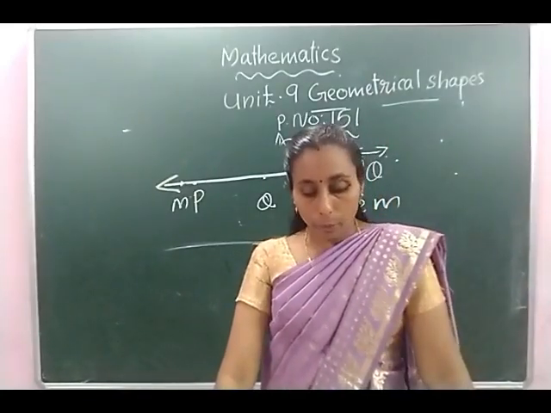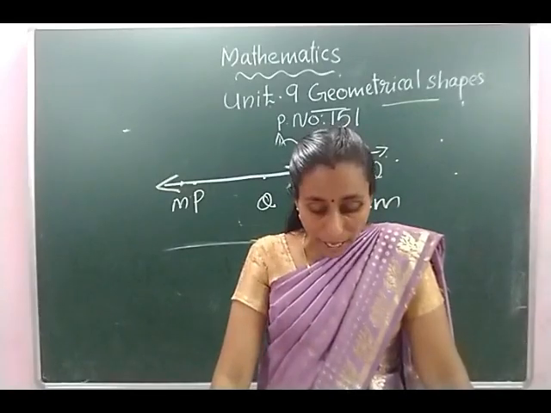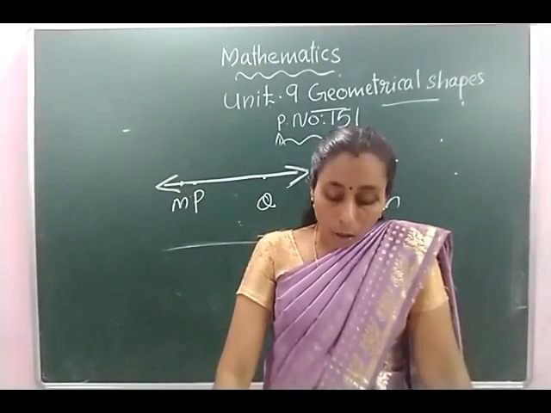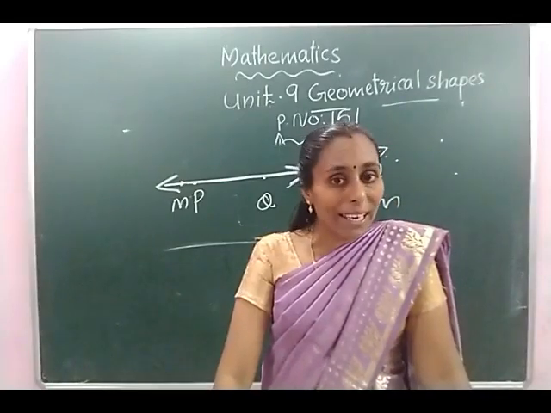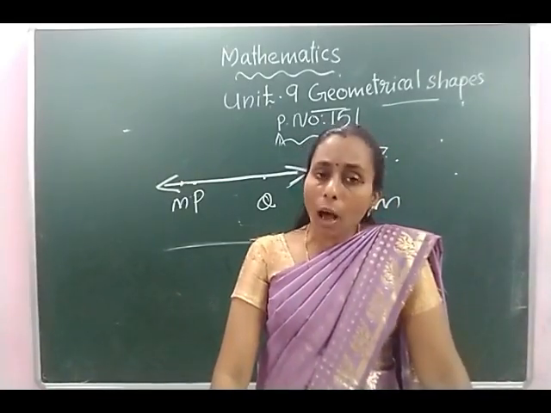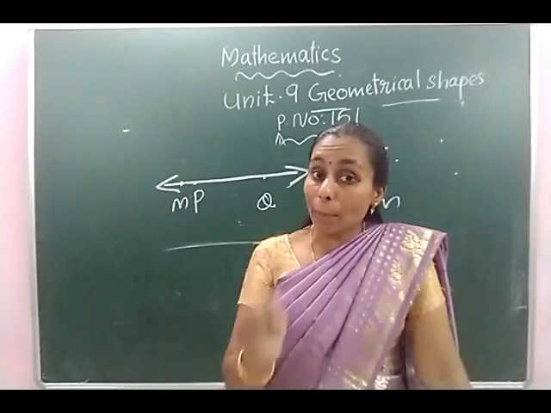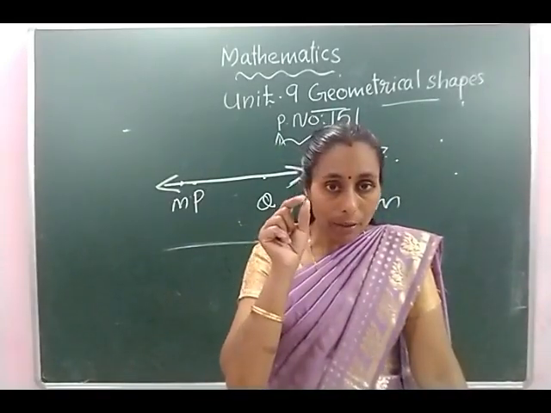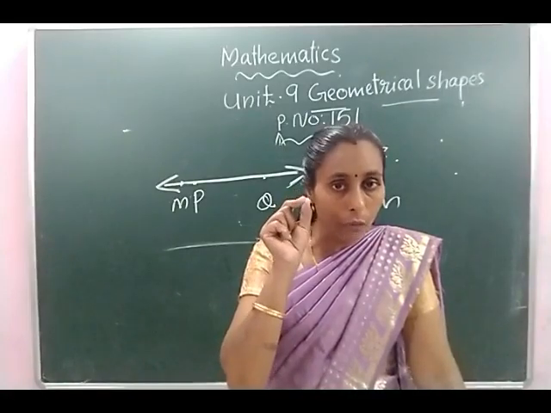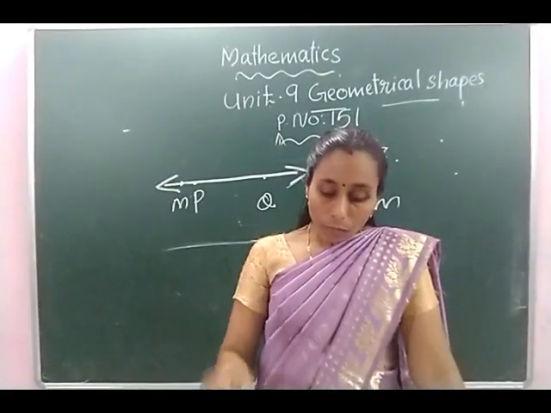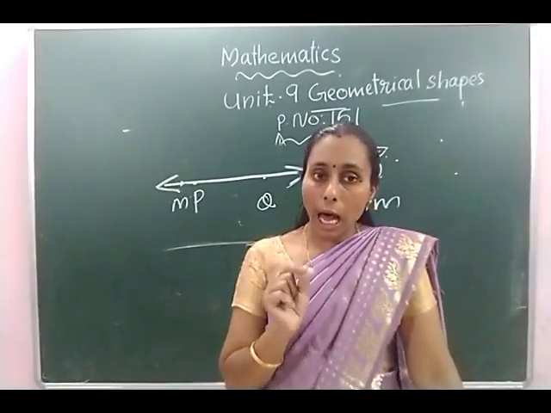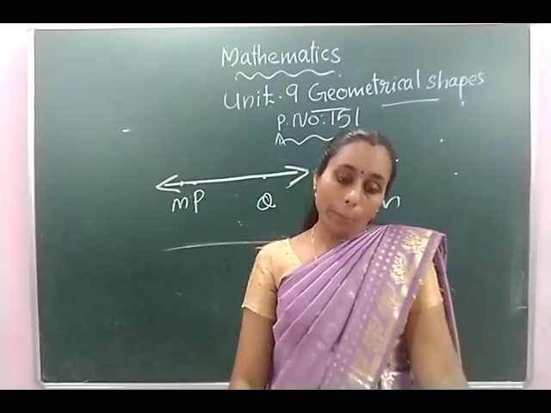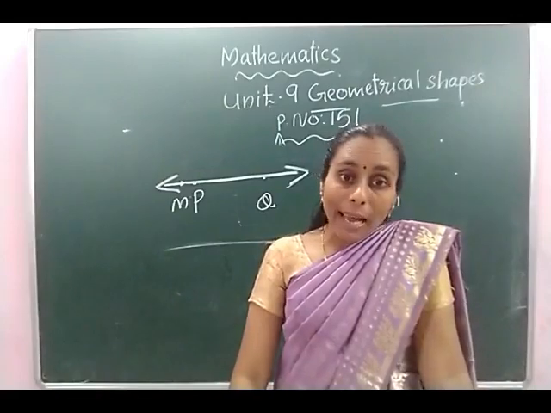Next one, point. A point is a position in a given space, or a dot represented on a plane surface. Examples of points are the tip of a pen, the nib of our pen, or a needle, an arrow, etc.